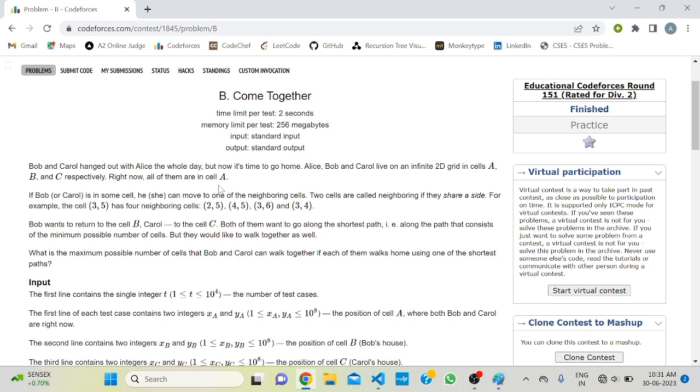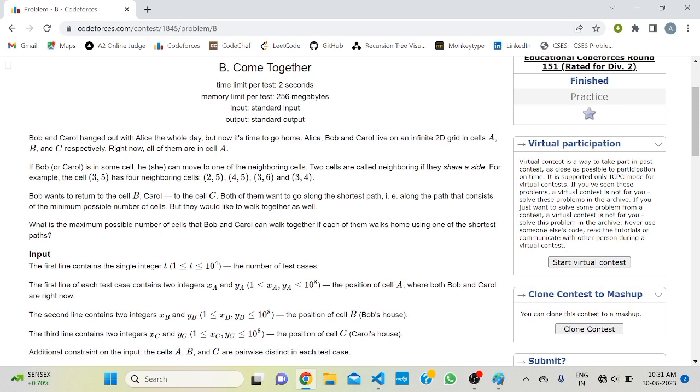There are three cells on a 2D grid: A, B, and C. And currently, Elise, Bob, and Carol are in cell A. And Bob and Carol want to go home. If Bob or Carol is in some cell, he or she can move to one of the neighboring cells. Two cells are called neighboring if they share a side. For example, the cell (3, 5) has four neighboring cells: (2, 5), (4, 5), (3, 6) and (3, 4).